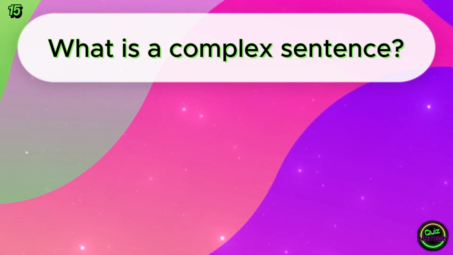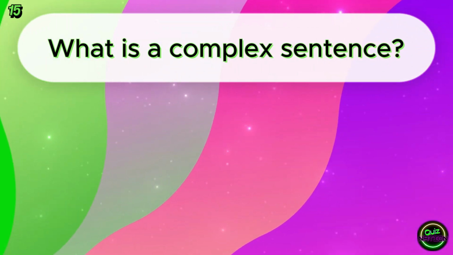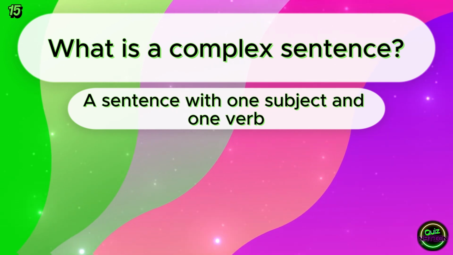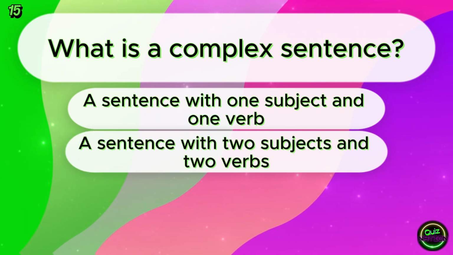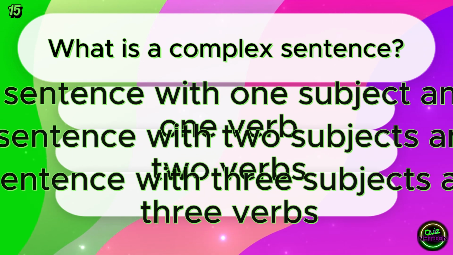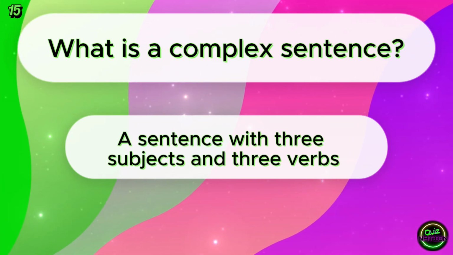What is a complex sentence? A sentence with one subject and one verb. A sentence with two subjects and two verbs. A sentence with three subjects and three verbs. The answer: a sentence with three subjects and three verbs.